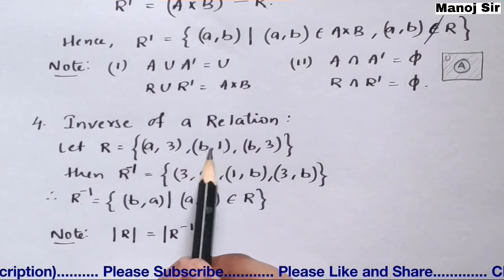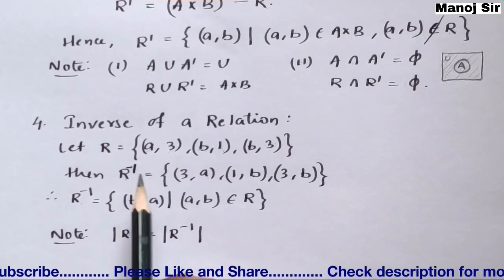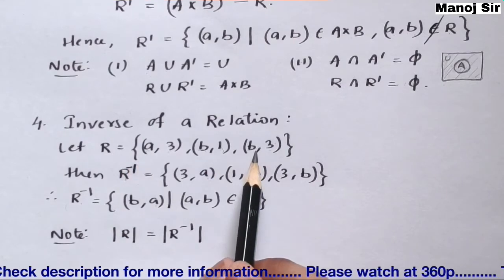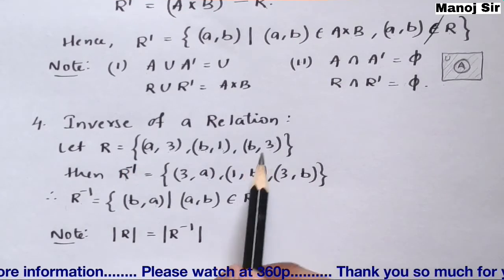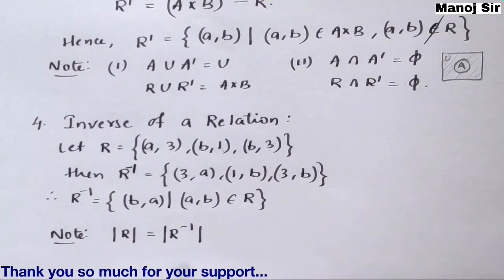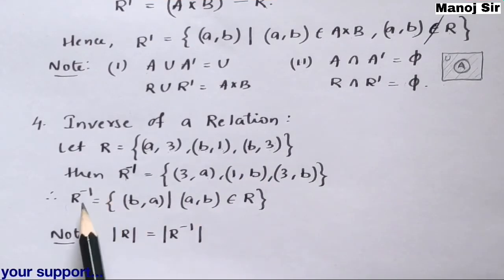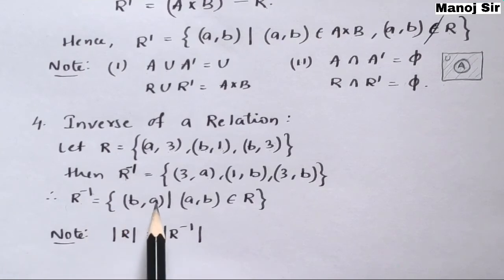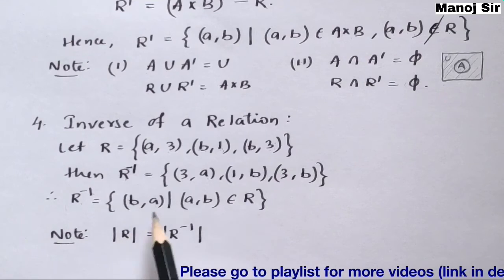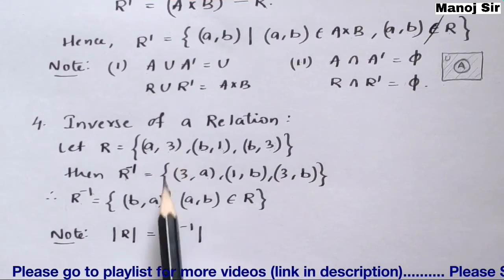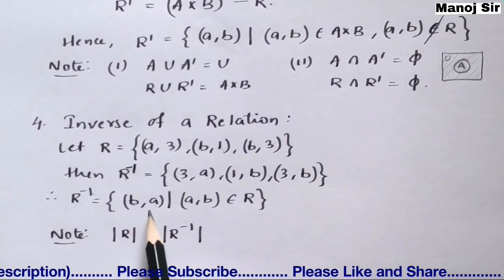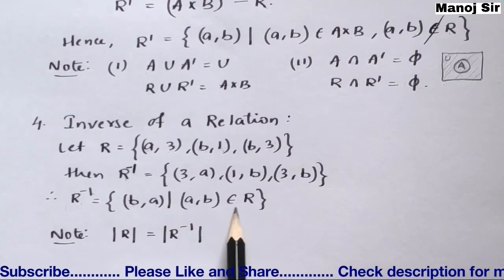In the relation we have b comma 1, so in R inverse we need to write 1 comma b. The third element in the relation is b comma 3, and in R inverse we need to write 3 comma b. In other words, R inverse is equal to b comma a. We simply swap the positions, b comma a in place of a comma b. So R inverse is b comma a such that a comma b belongs to R.